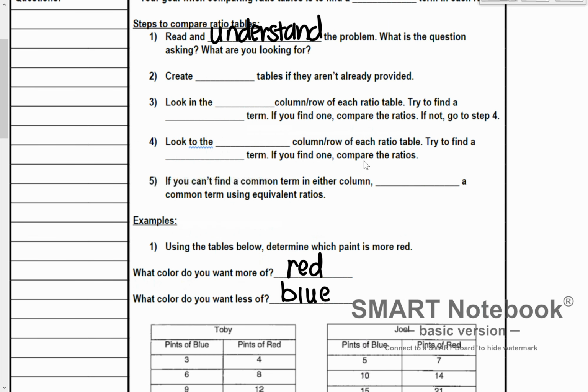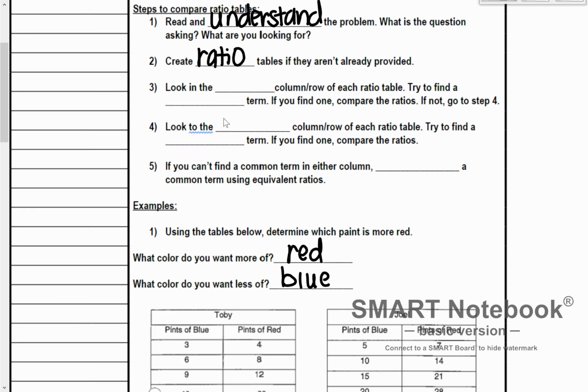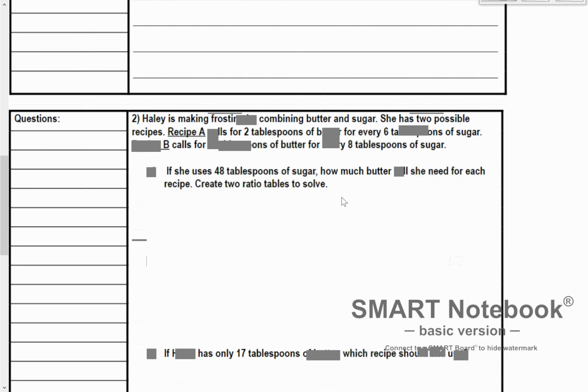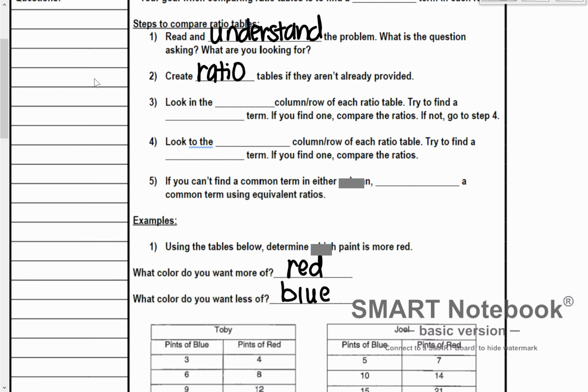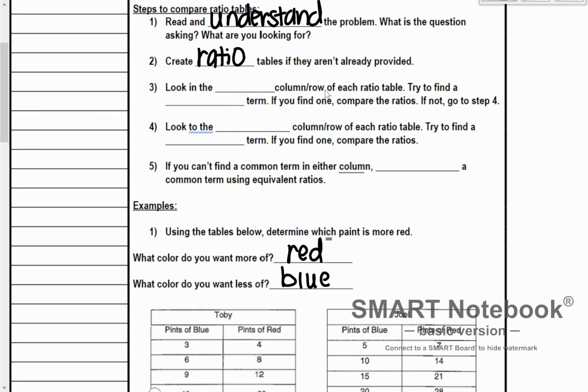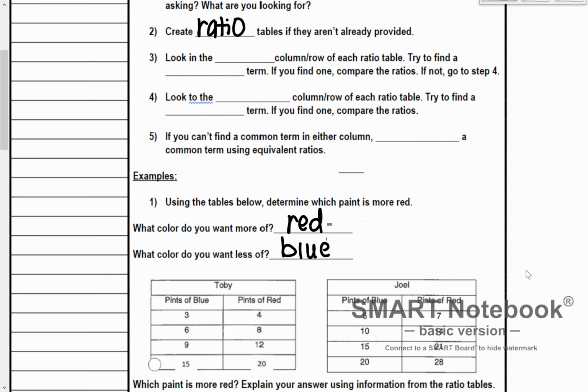Step number 2 is to create ratio tables if they aren't already provided. In this example, they are given to you, but we are going to do some examples today where we are going to have to make our own ratio tables. Okay, so next we'd create the ratio tables if they aren't provided. We're going to look in the first column or row, columns if they're up and down, rows if they're going left to right, to try to find a common term.